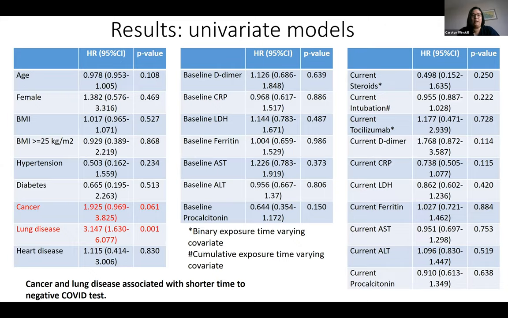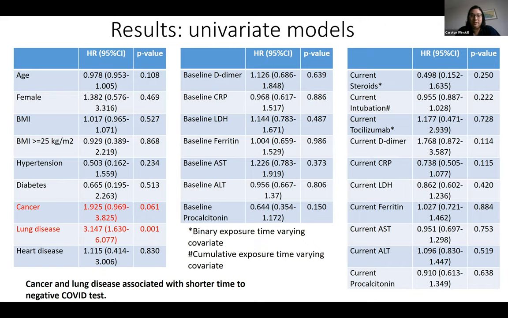And so here are our main results, the univariate models using the regression of the pseudo observations. And we found that cancer, well, a p-value of 0.06, but lung disease was statistically significant, indicating that these covariates were associated with a shorter time to negative COVID-19 tests, which is counterintuitive. It's not the direction that you would expect.